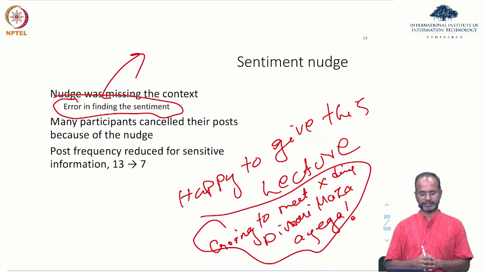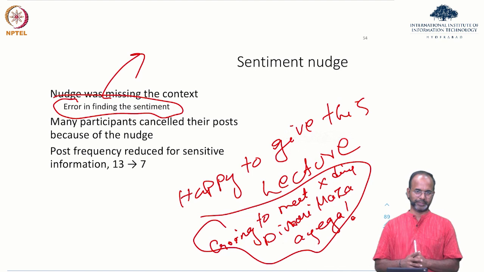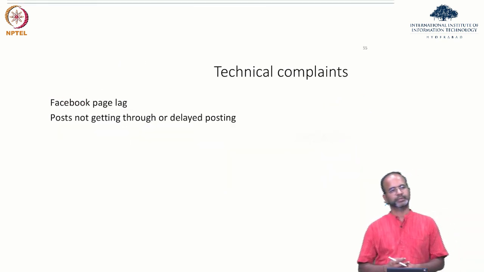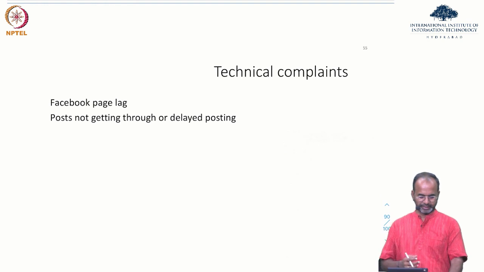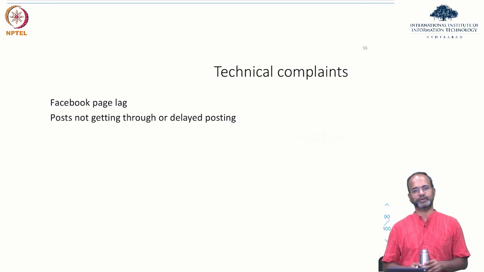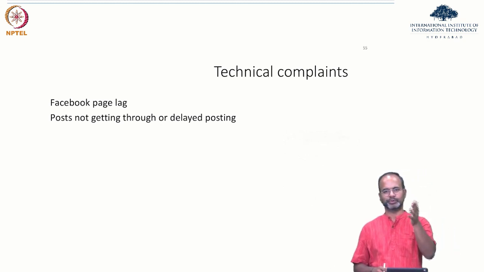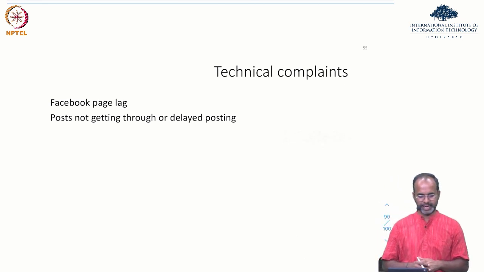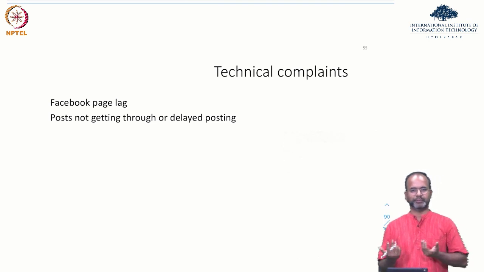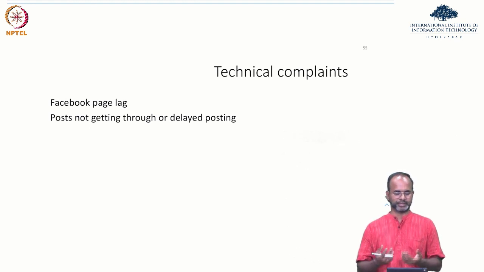Many participants cancel their post because of the nudge. Post frequency reduced for sensitive information from 13 to 7. Some technical glitches. I wanted to highlight these just for you to have in mind if and when you do these kinds of studies, so you can avoid some of them. Because it was an extension at that point in time, and I was making a request to Facebook and doing all of this analysis, there was a lag, and posts not getting through or delayed posting, right? Because of the way they must have set up the browser extension, it was taking some time.